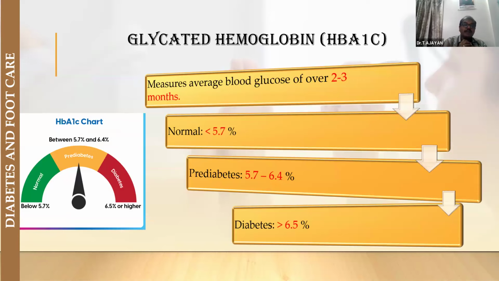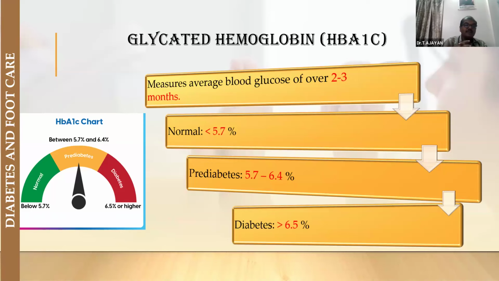blood glucose in 2 to 3 months, in relationship with the lifespan of RBC. There is a percentage of the glycated, that means the presence of glucose inside the hemoglobin, that we are calculating. The normal is up to 5.7; 5.7 to 6.4 is considered pre-diabetic. In a few textbooks, 5.7 to 6.4 is considered a pre-diabetic state. More than 6.5 is diabetes.